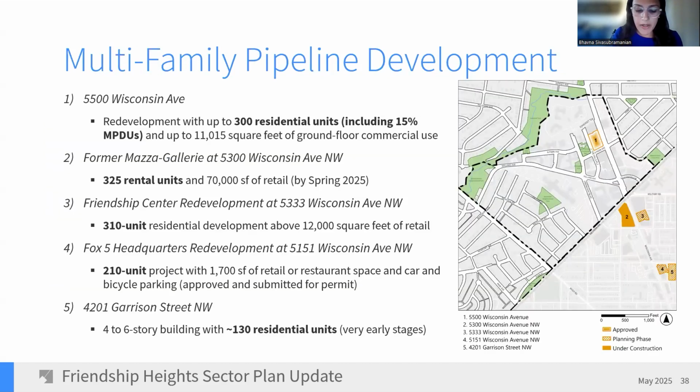So now looking at multifamily pipeline development in the sector plan area as well as the surrounding DC area. There is currently one approved multifamily building within the plan area at 5500 Wisconsin Avenue. This is number 1 on the map. This will have up to 300 residential units, including 15% MPDUs and 11,000 square feet of ground floor commercial use. There are 4 other planned multifamily projects on the DC side of the study area. The former Mazza Gallery, which is number 2 on the map, is nearly complete, while the other 3 projects are in various stages of the planning process.